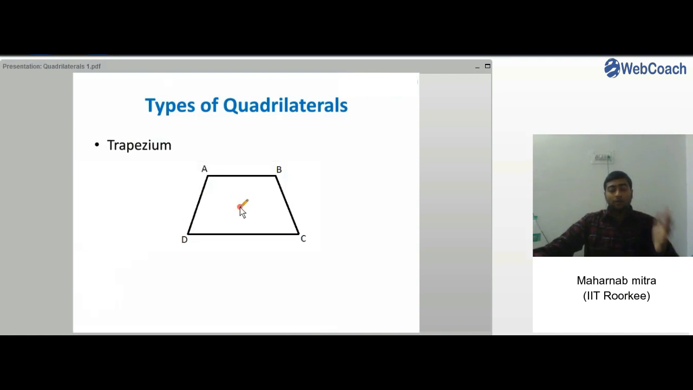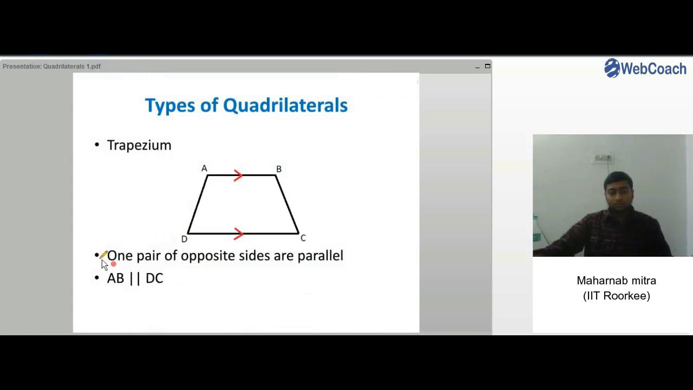So let's talk about different types of quadrilaterals. The first type we talk about is a trapezium. So you can see what a trapezium looks like. Here ABCD is the trapezium we are talking about. And what are its special characteristics? Why is it termed different from all other quadrilaterals? You can see here one pair of opposite sides is parallel. In this figure, side AB is parallel to CD, right? AB is parallel to DC here, right?